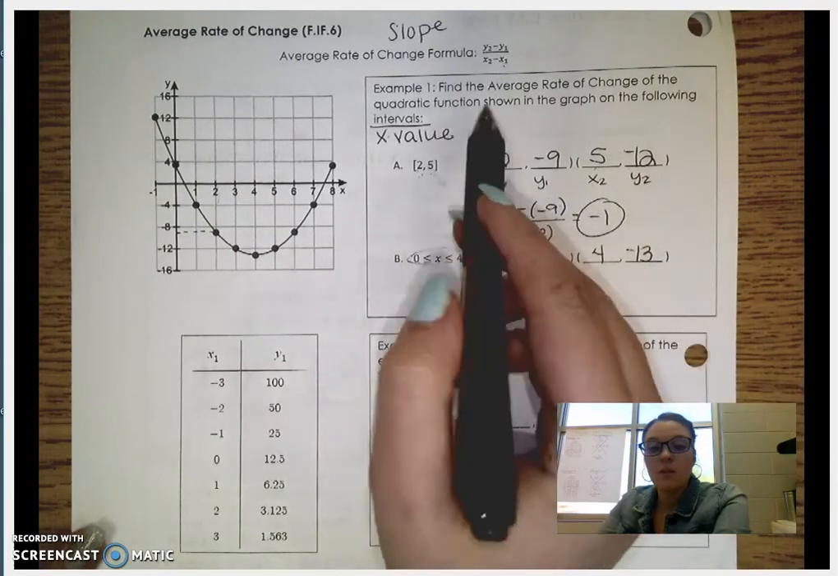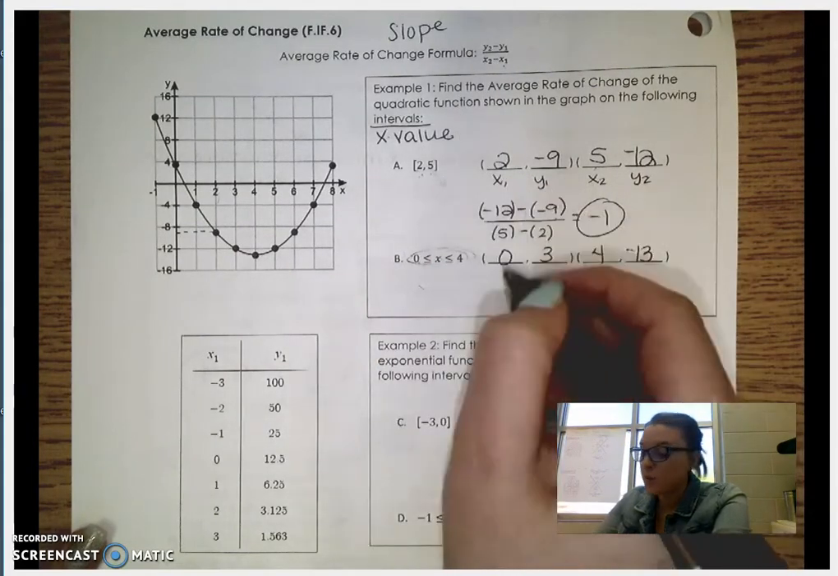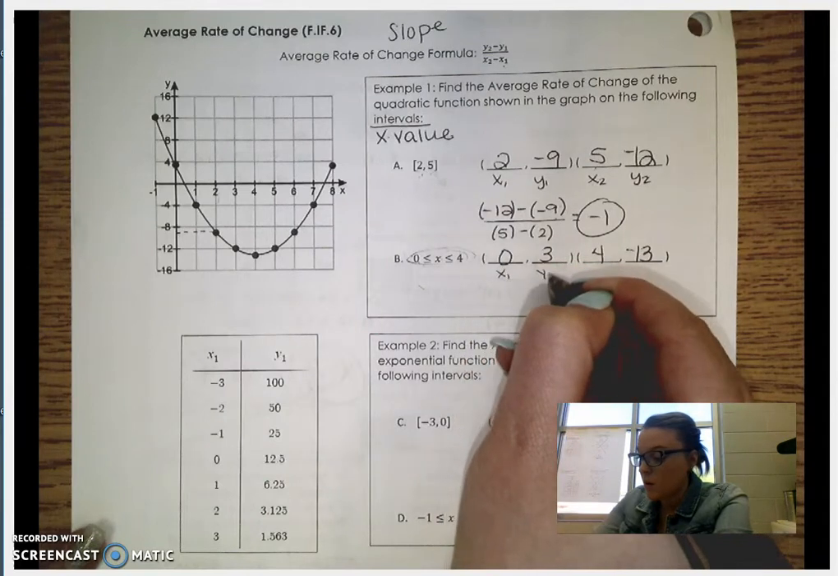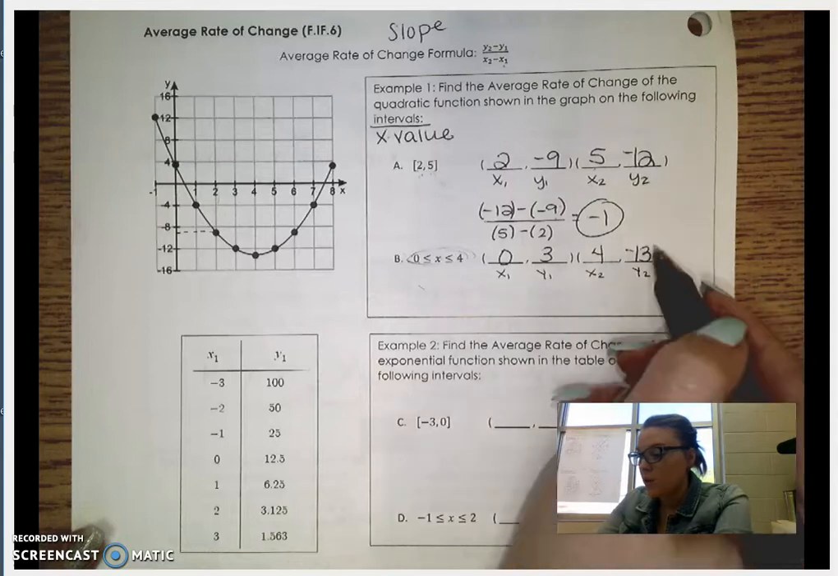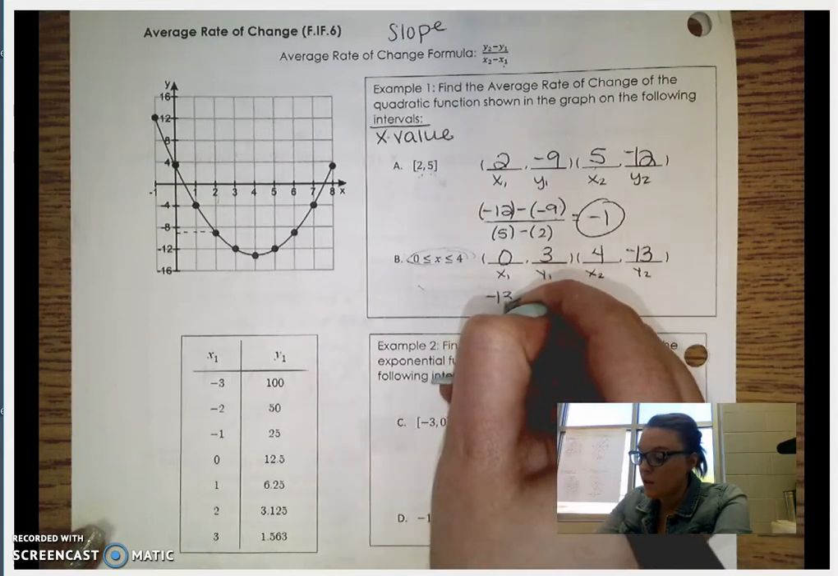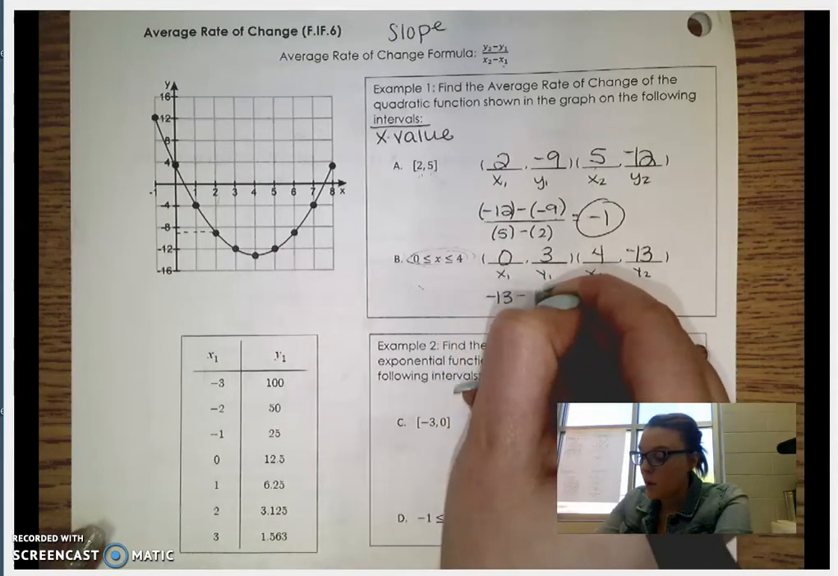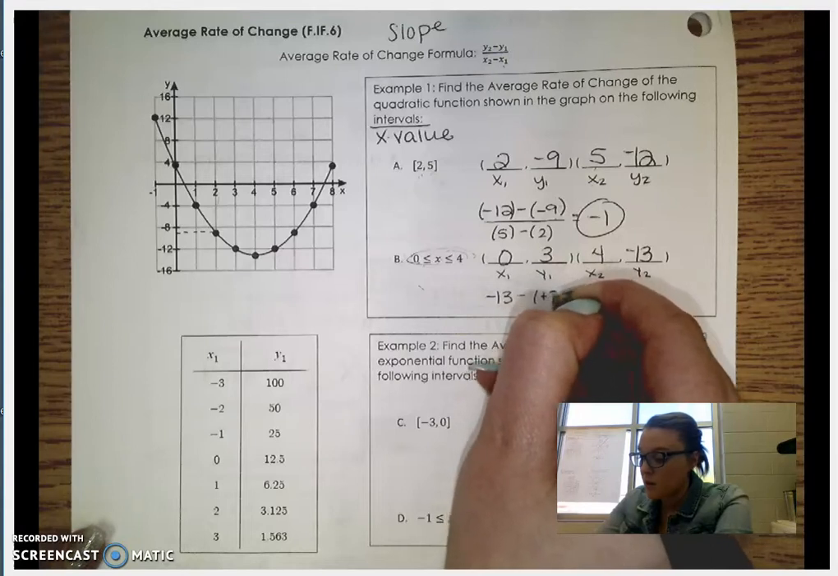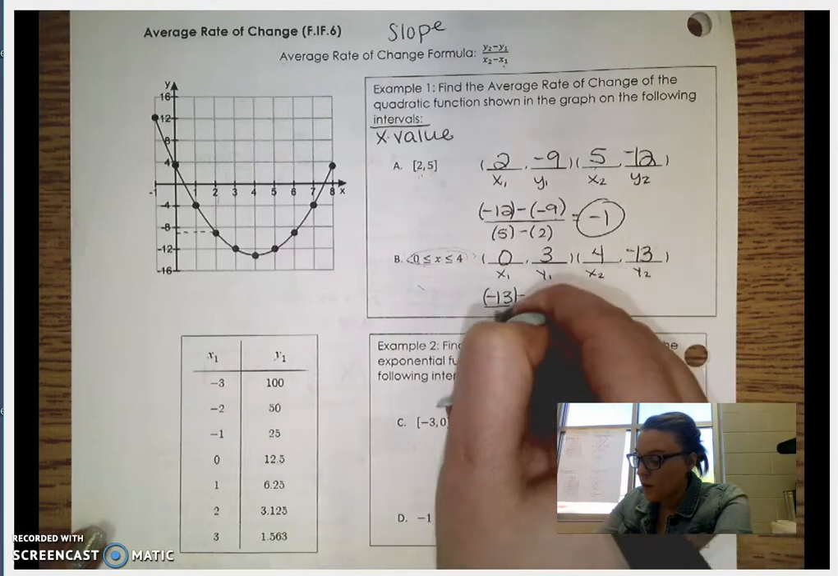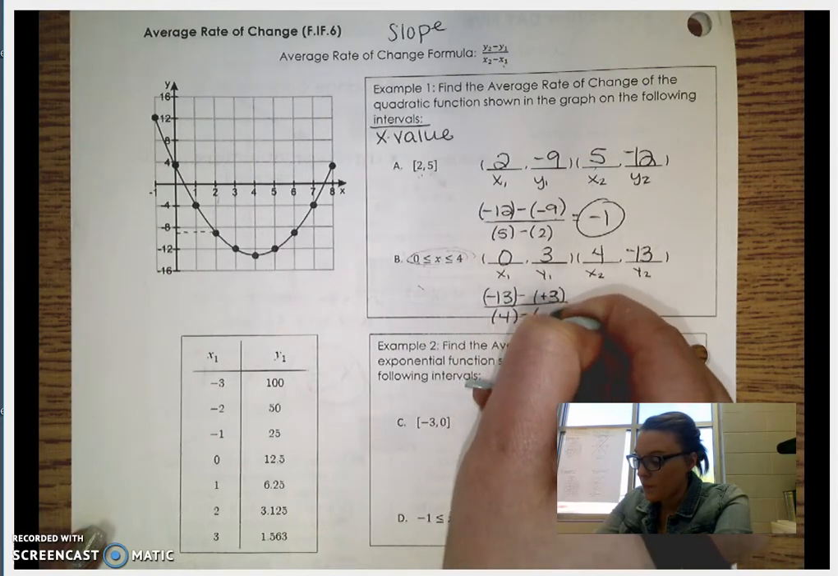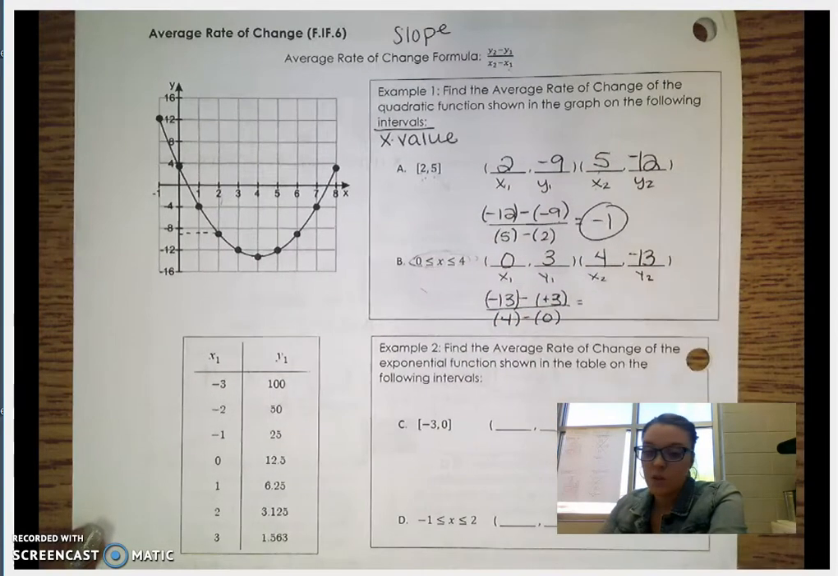I'm going to do the same thing. I'm going to do y2. So let me label these x1, y1, x2, y2. My y2 is -13 minus y1, +3. Over x2, which is 4, minus x1, which is 0.